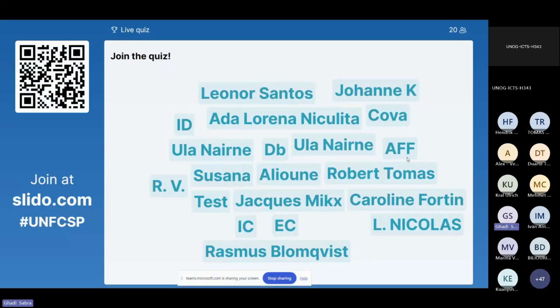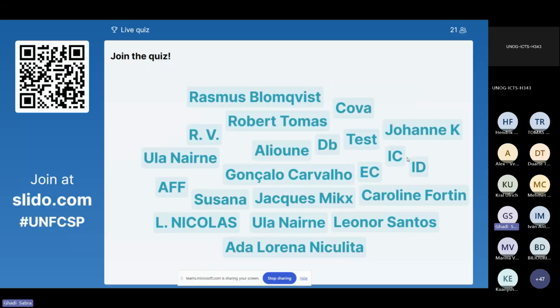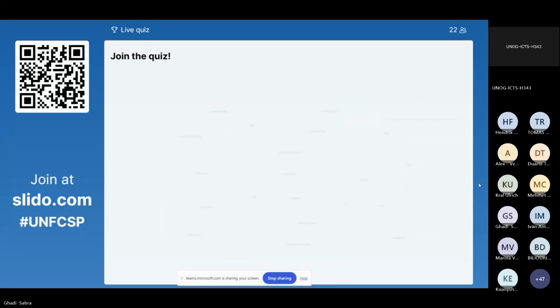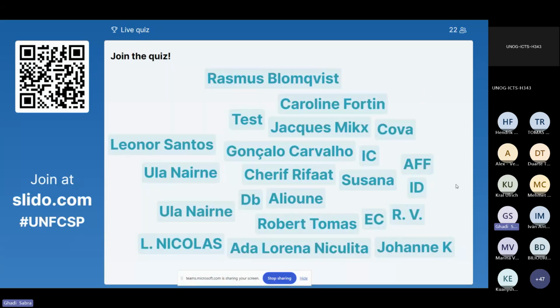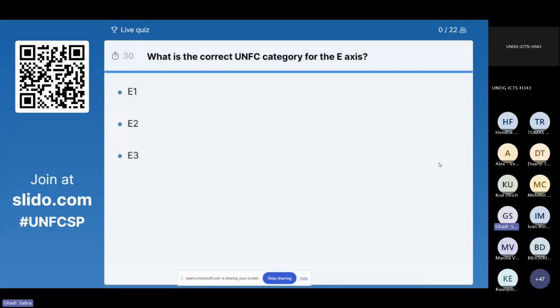All right. Yes, more people are joining. That's good. In any case, the QR code will stay with us throughout the whole classroom exercise session, so people can join more and more. So let's go back to the first question. We have 30 seconds to answer.